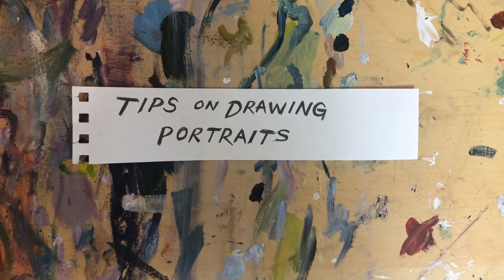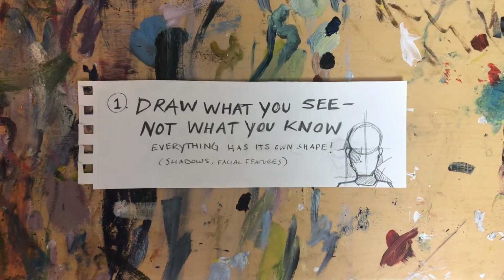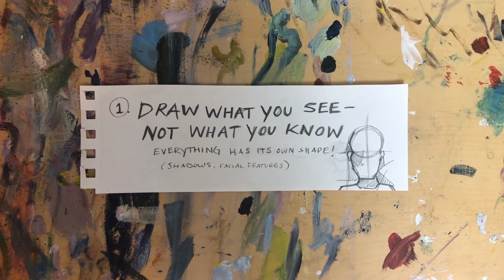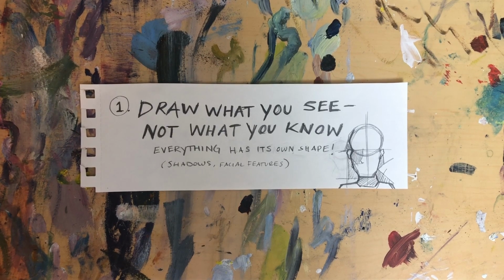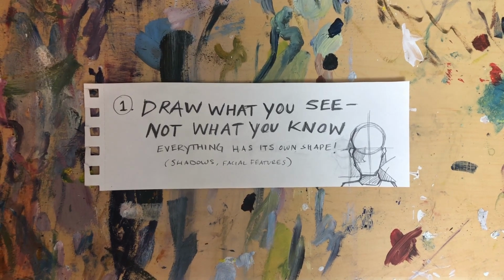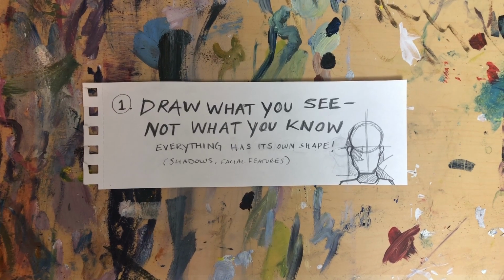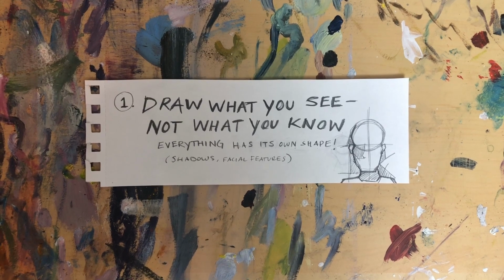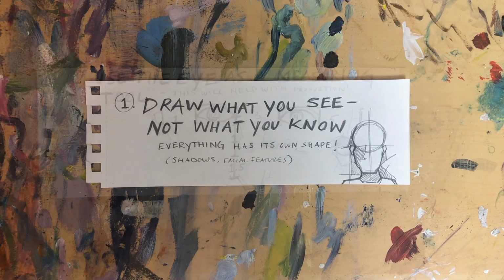Before we get started, here are a few tips on drawing portraits. Tip 1 is draw what you see, not what you know. So you want to look at every part of the face, including the shadows, as if they were just shapes. Sometimes we get too caught up in what we're drawing and not the actual shape it is in real life. This is important when we're aiming for realism because every person's facial features and shadows have their own unique shape.